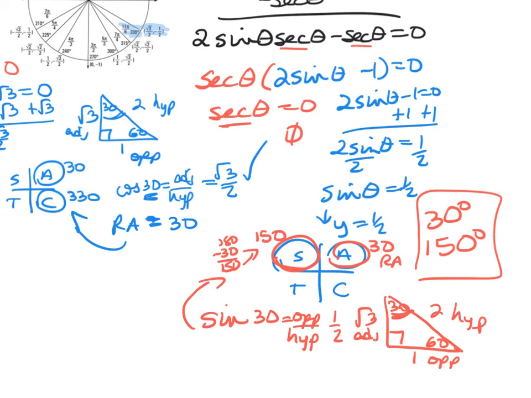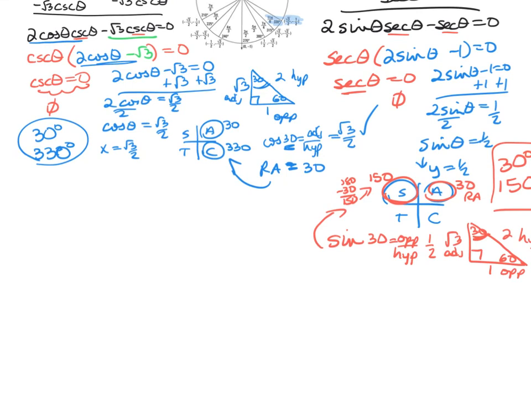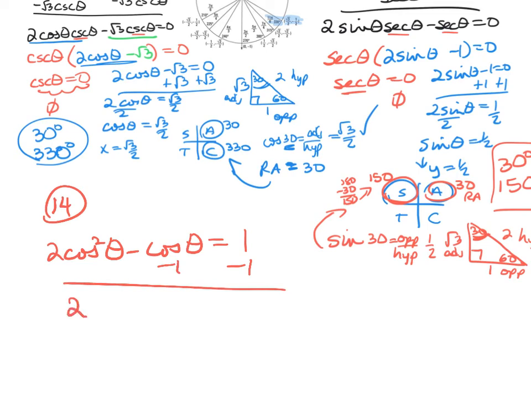One last example, and this is a trinomial. Once we set it equal to 0, you will have this on the quiz. So let's go ahead and solve this one. 2 cosine squared theta minus cosine theta equals 1. I need to set it equal to 0, so I need to move the 1 to the other side. And now I have a trinomial that I can factor.